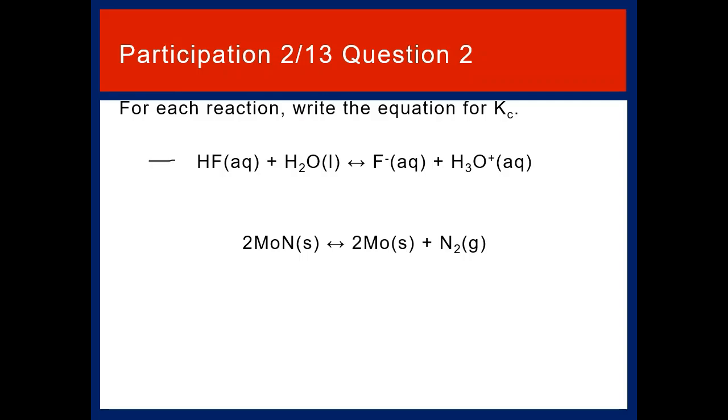The first reaction, hydrofluoric acid and water makes fluoride and hydronium. Second reaction, 2 molybdenum nitride makes molybdenum and nitrogen. When you're writing the equation for Kc, if you're typing it in the Blackboard text editor, don't worry too much about formatting, getting the equation right. If you're handwriting it, they do need to be correct when we get to tests and things like that. All the right kind of ratios, exponents, subscripts, superscripts. You want to make sure those things are all formatted correctly.